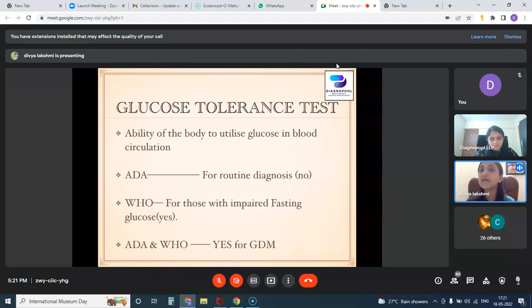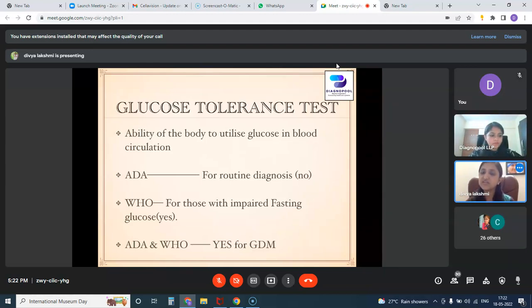Next is very important, that is the glucose tolerance test, which we call GTT. What is this? GTT is nothing but the ability of the body to utilize glucose in the blood circulation. So what does the American Diabetes Association say? Do not use this GTT test for routine diagnosis or to confirm whether a particular patient has diabetes or not. Do not use that regularly. But what does the WHO say?